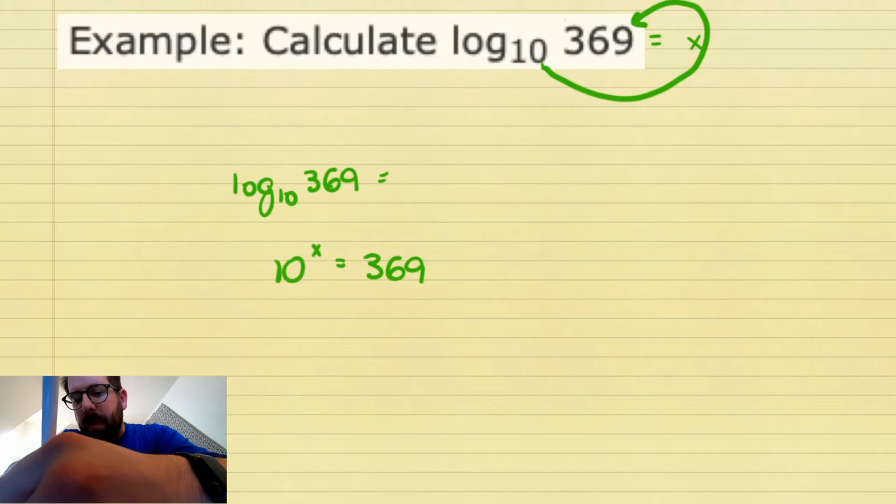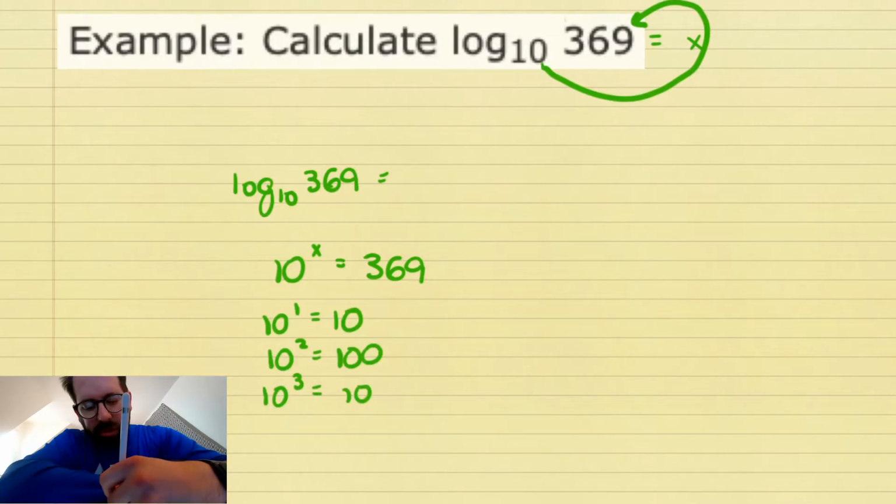Now, just to give you an idea what I'm thinking here, 10 to the first is 10, so it's not the first power. 10 to the second is 100, so it's not the second power. 10 to the third is 1,000. So, it's a decimal in there. It's a decimal between the second power and the third power. It's probably closer to the second power. So, I don't know, 2.3 if I made a guess.